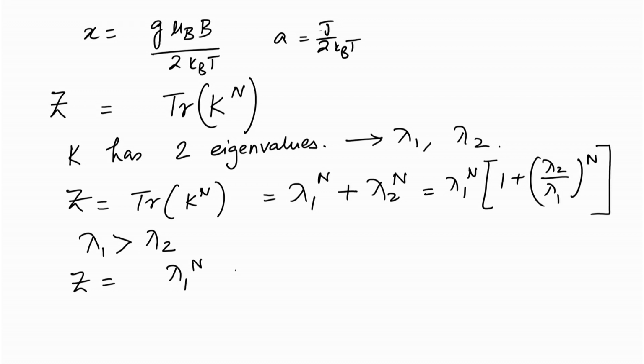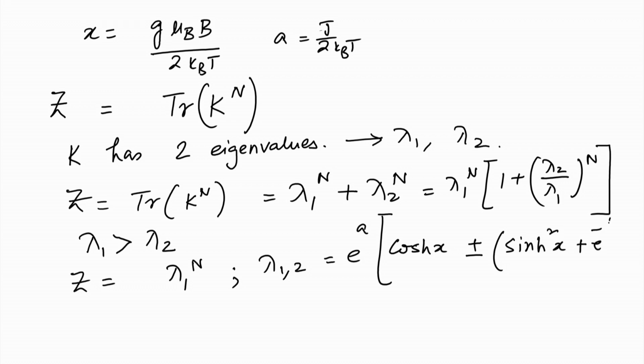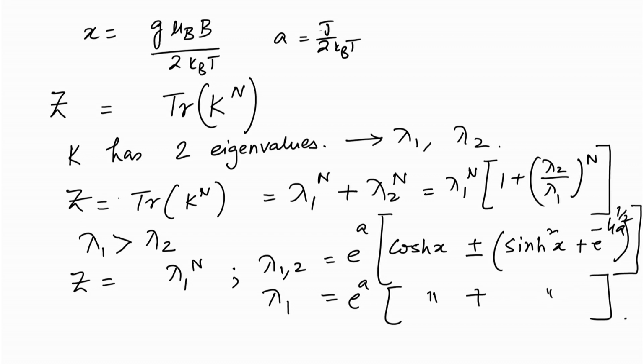One can easily do that, and one gets lambda 1,2 equal to e to the power a, cosine hyperbolic x plus minus square root of sine hyperbolic squared x plus exponential minus 4a, whole to the power half, and that is it. So, these are lambda 1 and lambda 2, where lambda 1 corresponds to the plus sign and lambda 2 corresponds to the minus sign, and we can simply take lambda 1, which is equal to exponential a times this term plus this term. That is what is going to be used in calculating the partition function. So, what do we do after calculating the partition function?